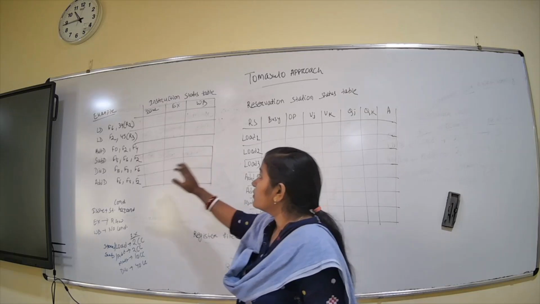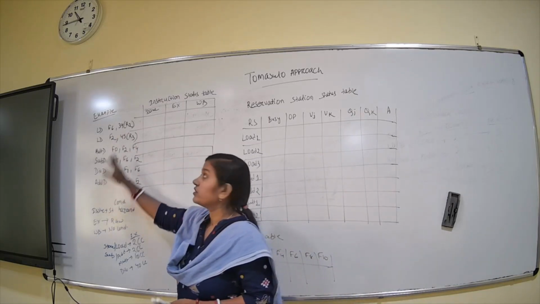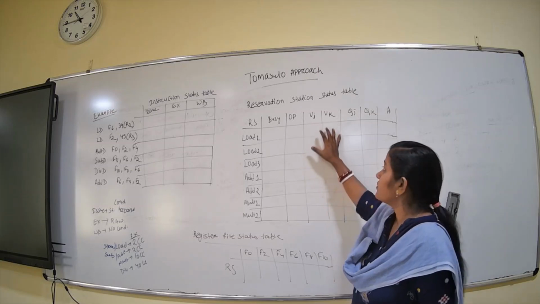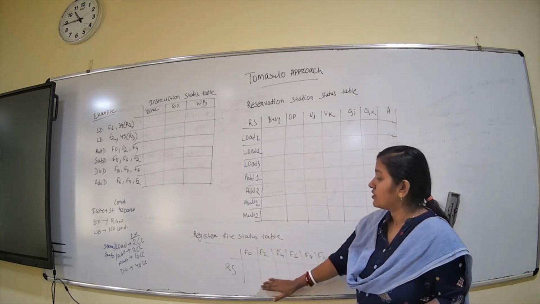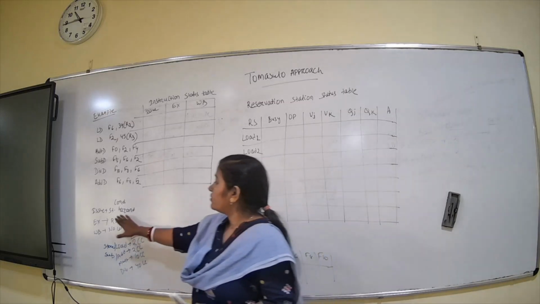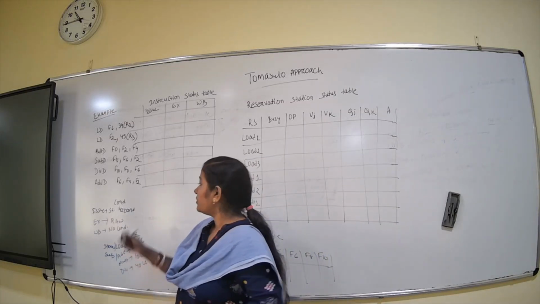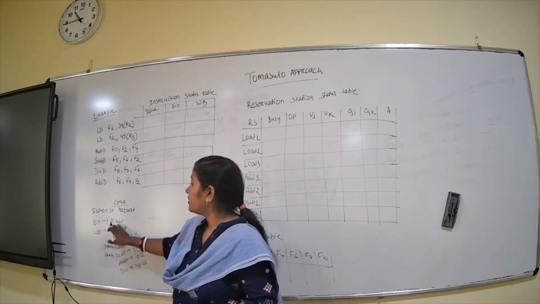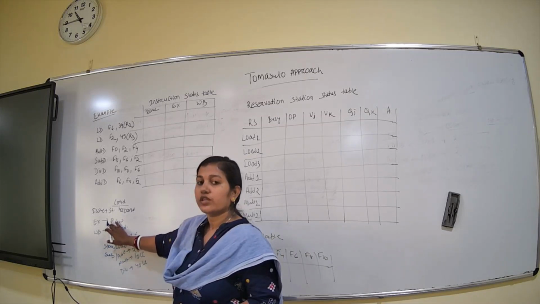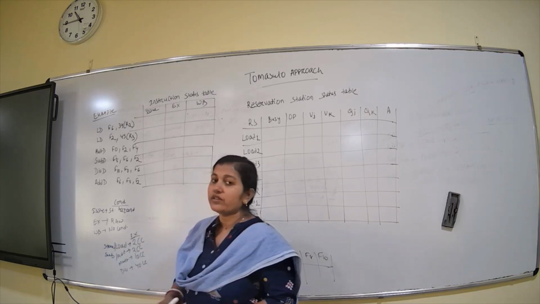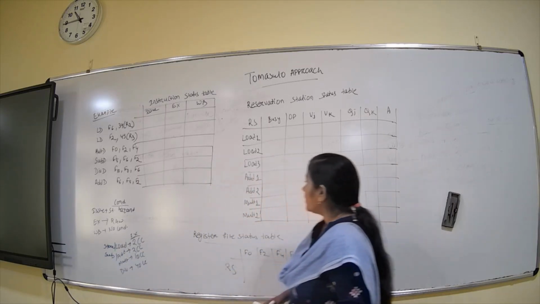Tomasulo. So these are the instructions. This is the instruction status table. This is the reservation station status table. And this is the register file status table. What you have to remember: the condition for the issue, if there is a structural hazard, then you cannot issue it. For the execution, you cannot start the execution if there is a RAW dependency, and for the write back there is no condition.